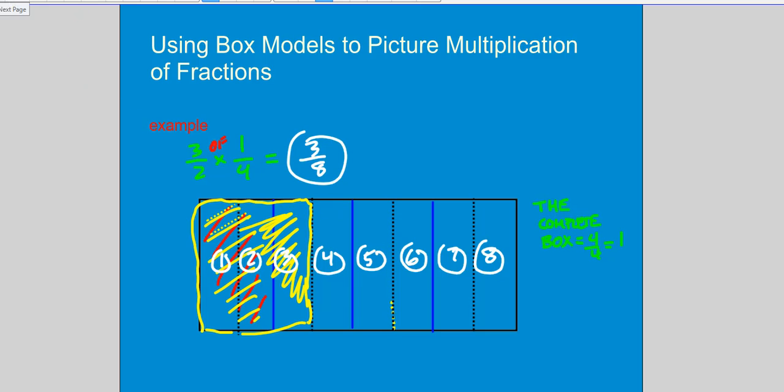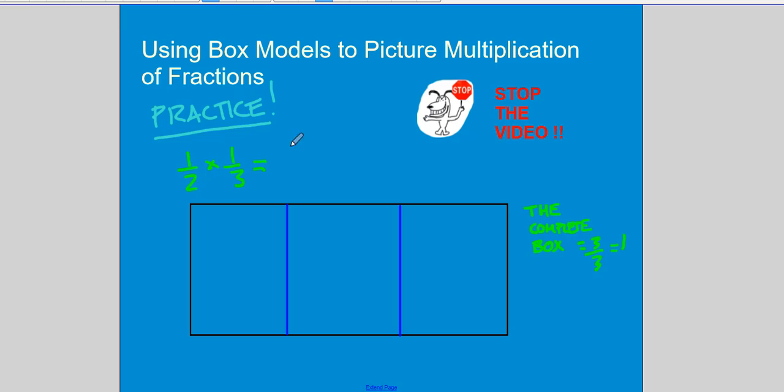But I'm going to have you do one practice question here. So stop the video. This is broken up into thirds. This box represents 1 whole. So I want you to copy this box and demonstrate the multiplication 1/2 times 1/3. And then when you're done, turn the video back on.